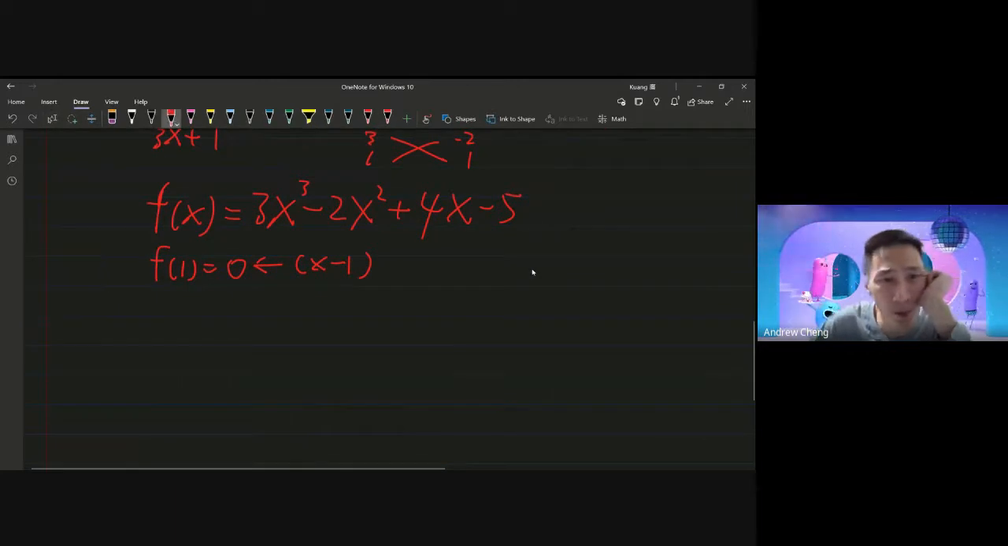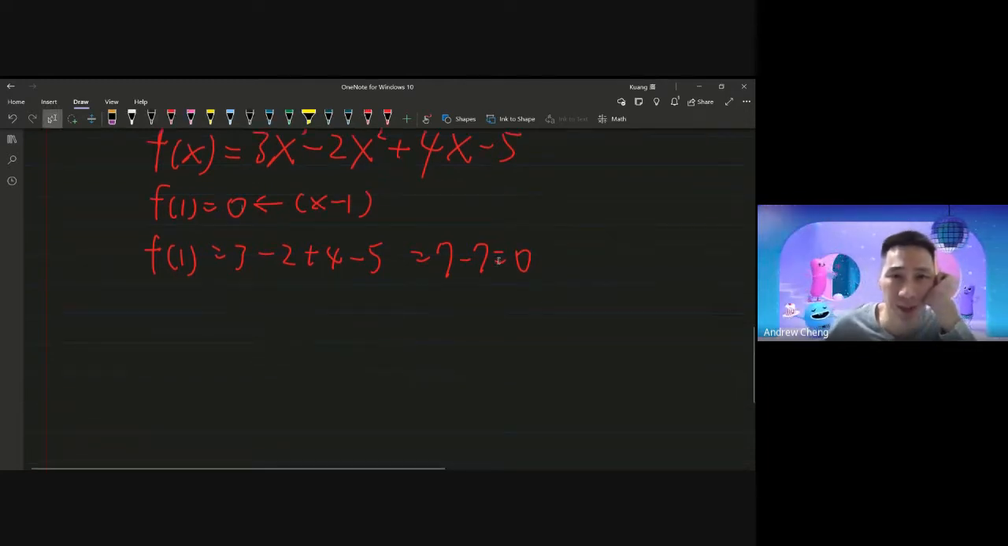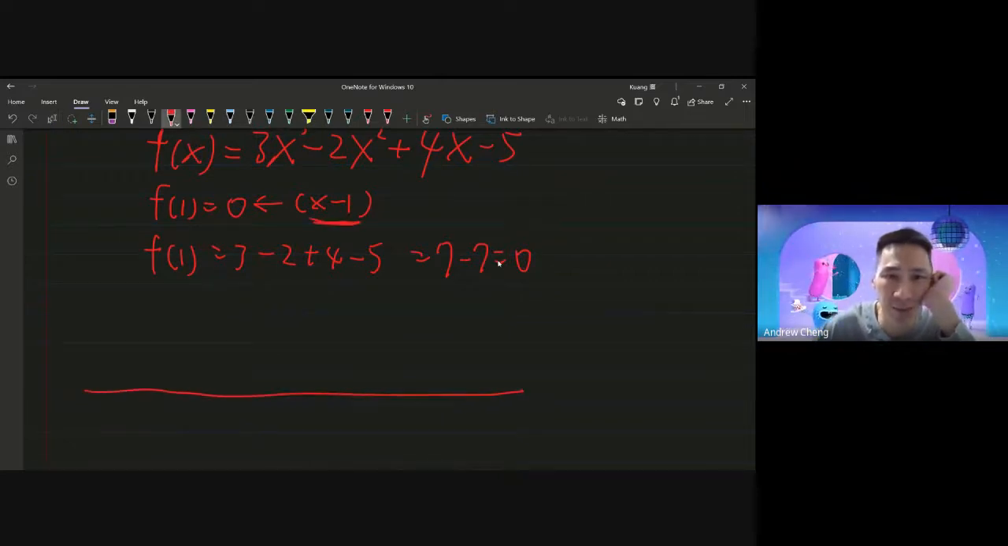So if I plug in 1 to this function, there will be 3 minus 2 plus 4 minus 5. That will be 7 minus 7, which is 0. So x minus 1 should be a factor of this function. I'm 100% positive. All right, let's do it. Let's try the synthetic division again, right? So x minus 1, I put 1 here, and then copy down the coefficients 3, -2, 4, -5.